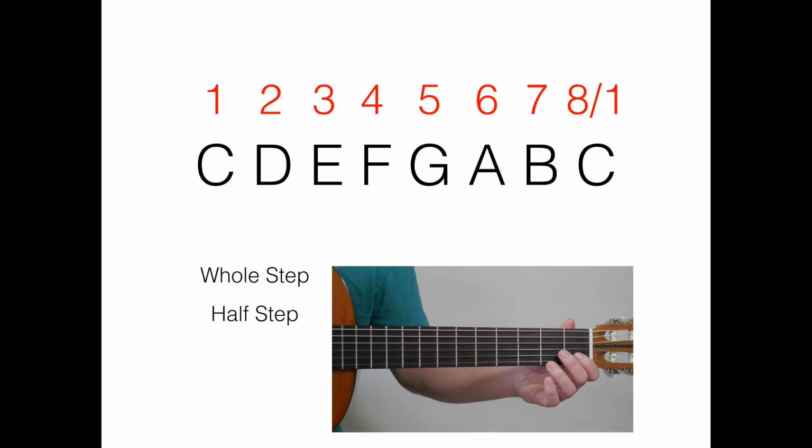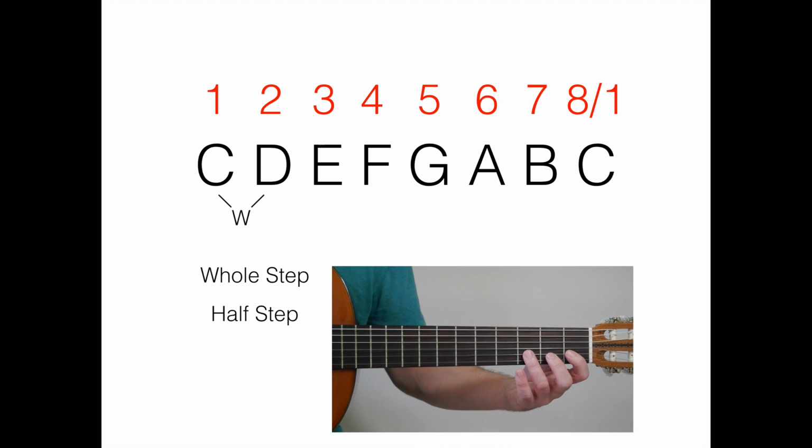Now, let's dissect the C major scale and see what intervals we find from one pitch to the next. First, I will play C, and now D. We can see that I'm skipping one fret to get from C to D. So this is a whole step. I'll use the letter W here to show whole step.